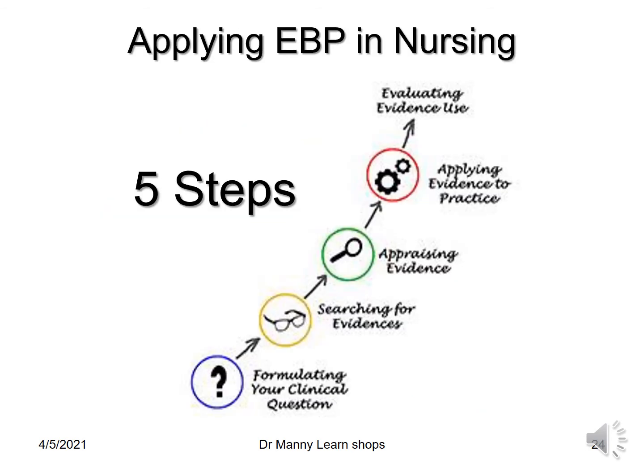Now, applying evidence-based practice in nursing typically takes into consideration 5 steps. Formulating the clinical question, searching for the evidence, appraising that evidence, applying that evidence in practice, and then evaluating the evidence.